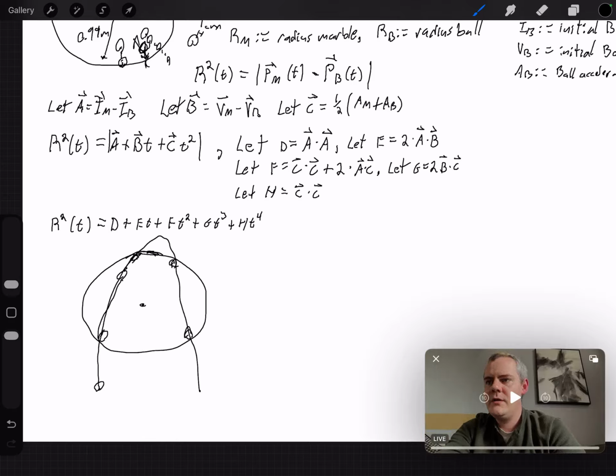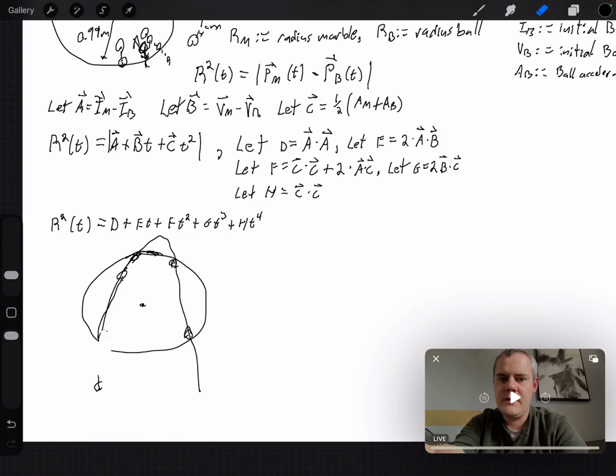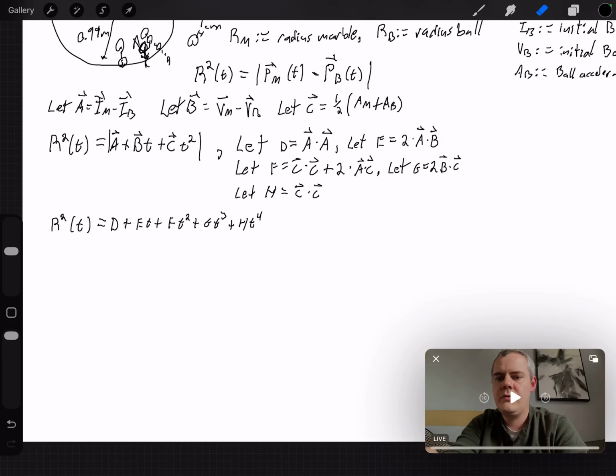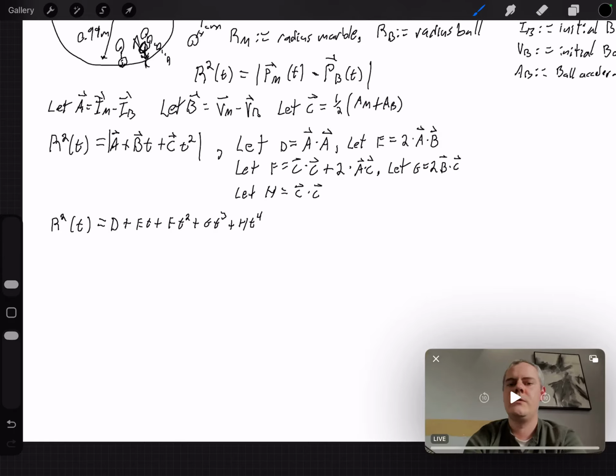But algebraically, it is, I suppose, not great to try to find the roots. So 2nd order polynomials do have the quadratic equation. So we're going to try to work with that.